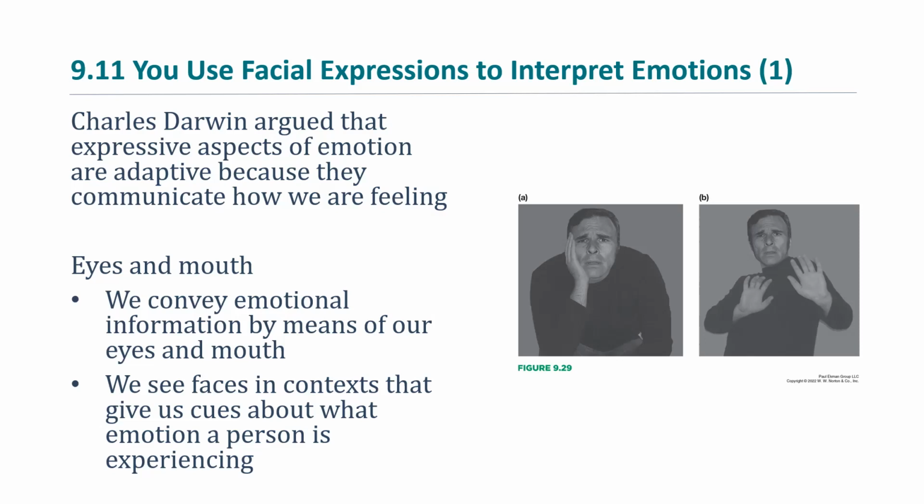Okay, the eyes and mouth. We convey emotional information by means of our eyes and mouth, mainly, at least within the face, but we also rely on context cues. We see faces in context that give us cues about what emotion a person is experiencing. So, an example is shown in these pictures here.